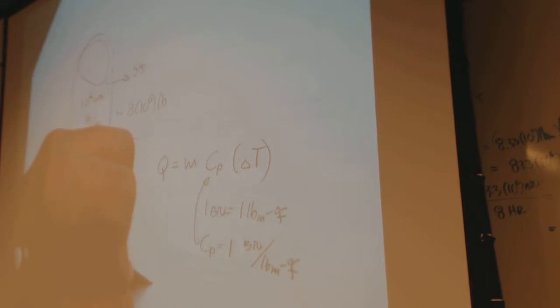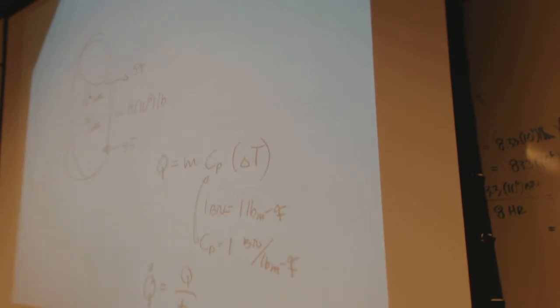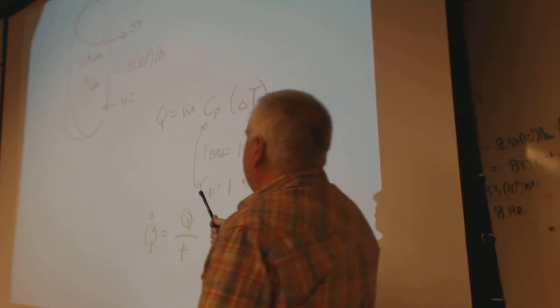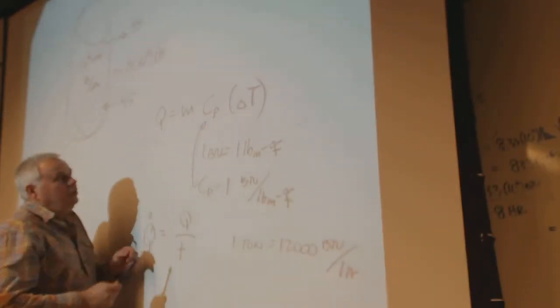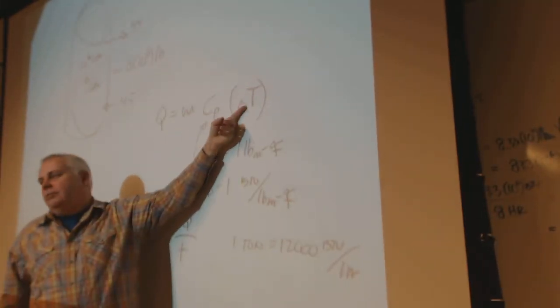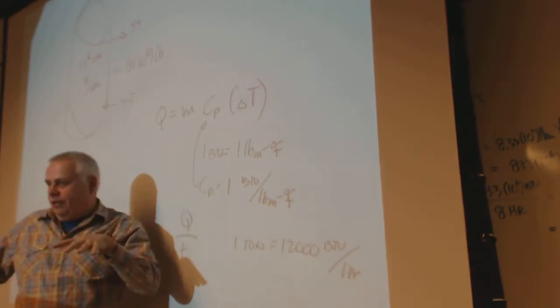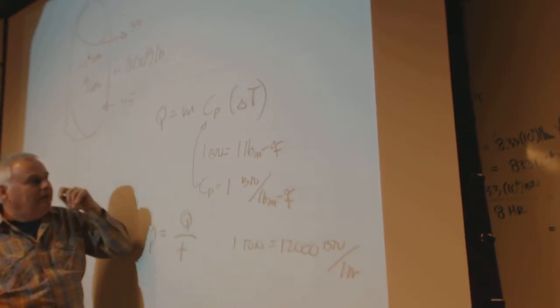And then one of the questions was, if I just charge it in 8 hours, what's that equivalent to in cooling? 1 ton is 12,000 BTUs per hour. And now you could compare it to the total amount of heat it's storing, which is its mass, C sub P, times 10 degrees, because it discharges 55 to 45, or charges 45 to 55.